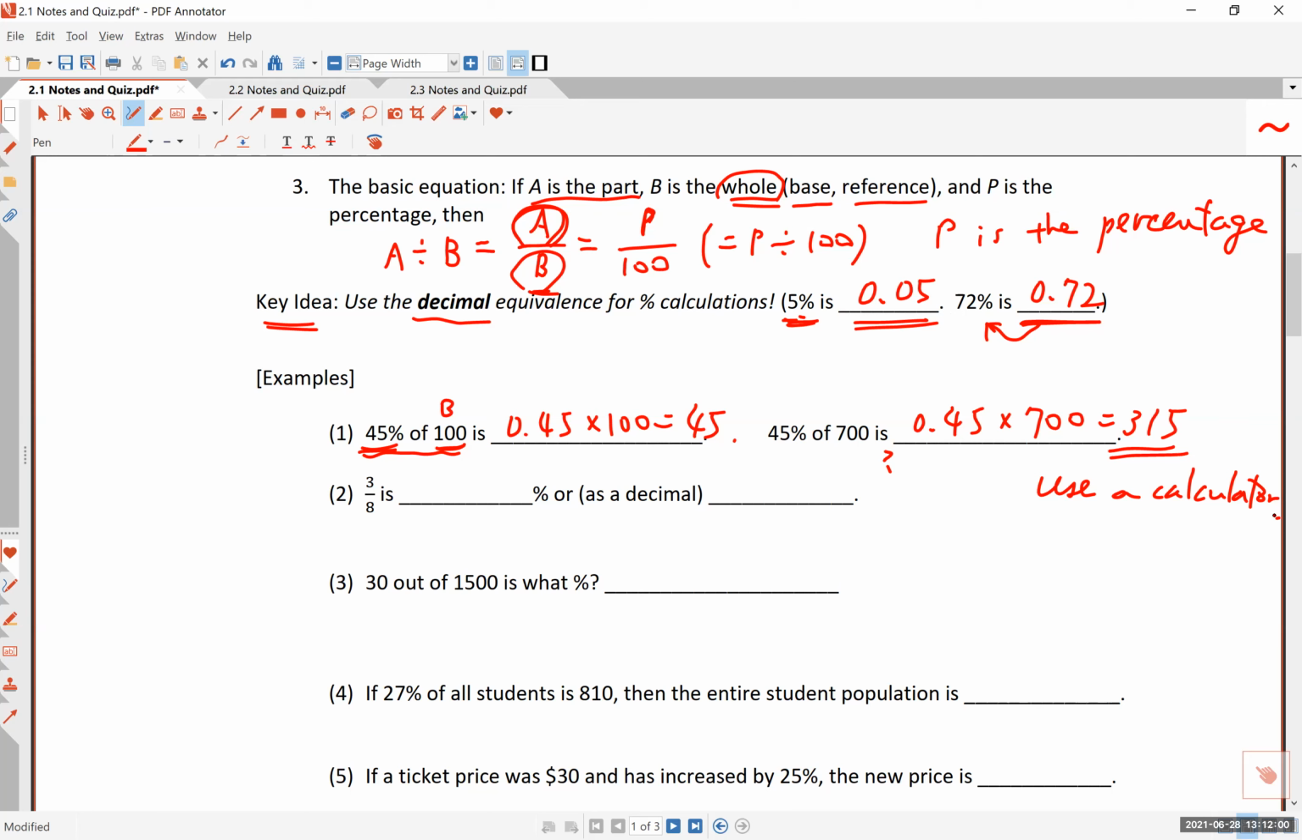All right, the next one: 3/8 is what percent? So how do you find that? Well, if this number is 3/8, the question is, what percentage is that? All you have to do is divide 3 by 8. And that's going to give you 0.375. And that is the decimal equivalent of this answer.